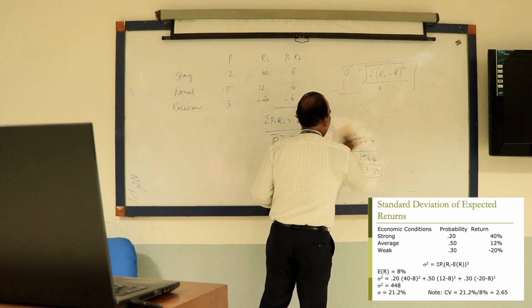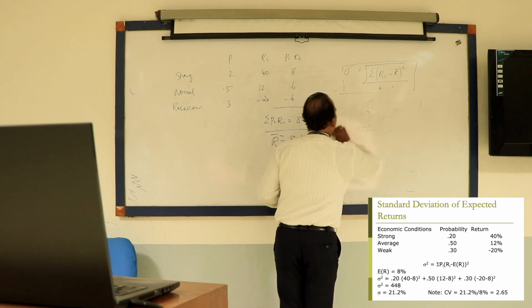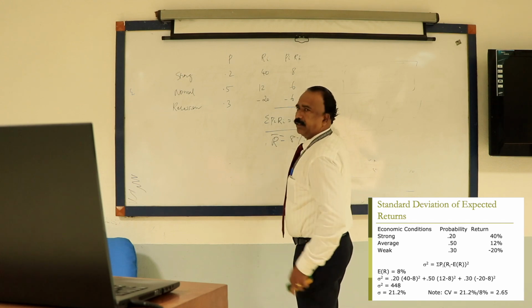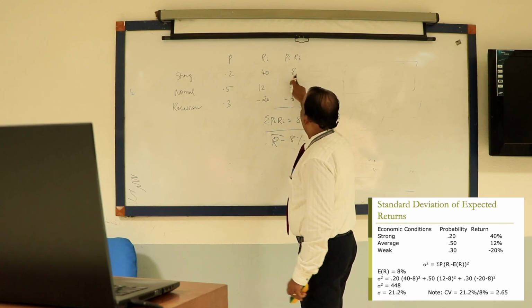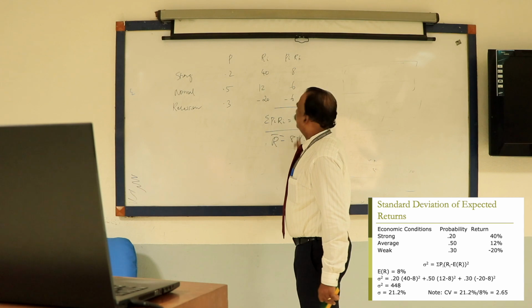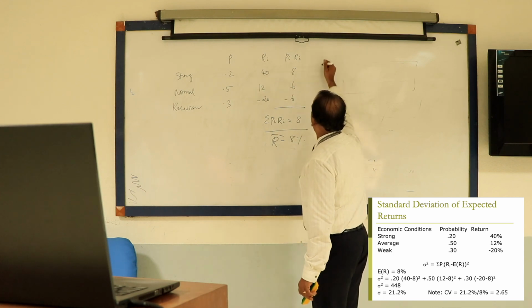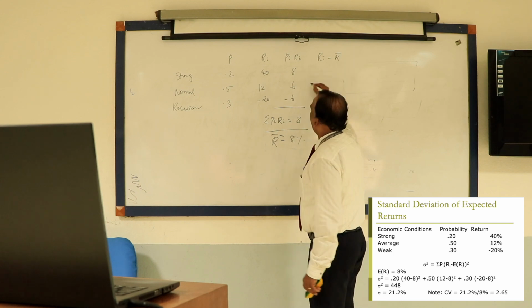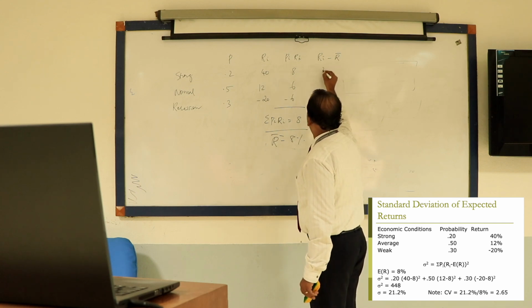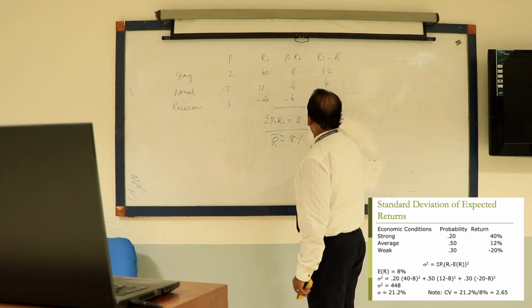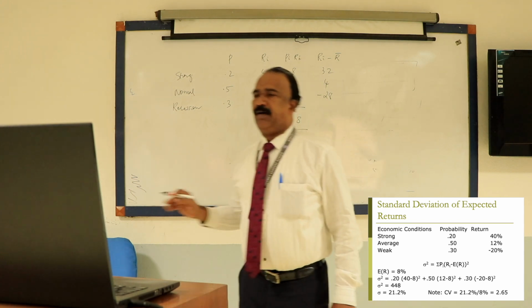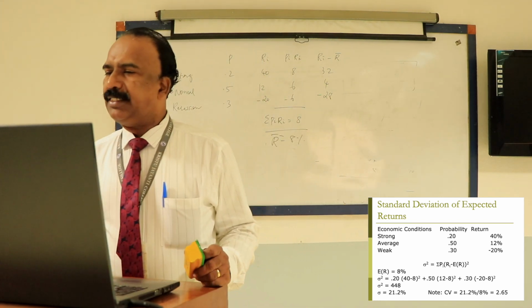Now standard deviation. Slight change here, the same thing as we did before. R bar is 8. Ri minus R bar: 40 minus 8 is 32. 12 minus 8 is 4. Minus 20 minus 8 is minus 28. Same step, Ri minus R bar.